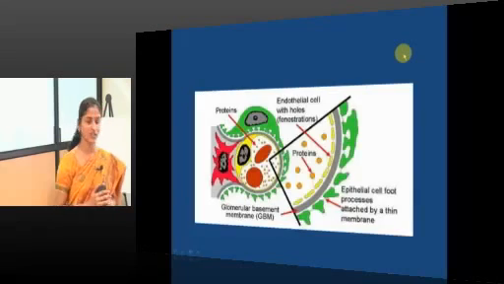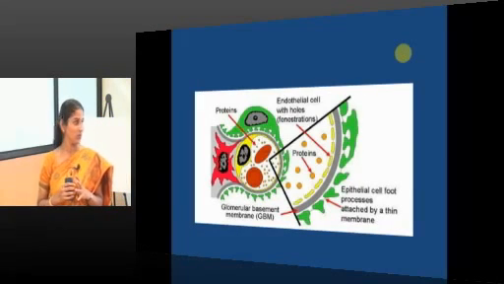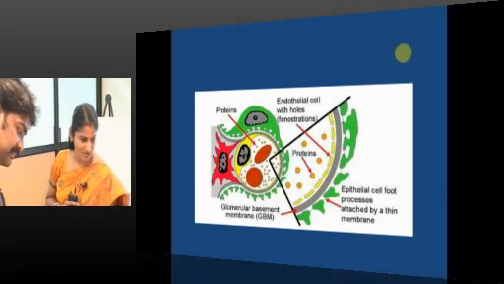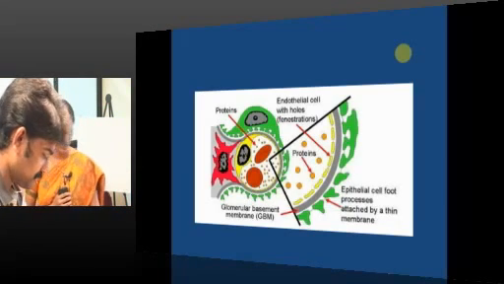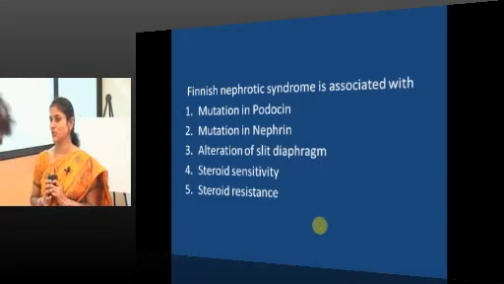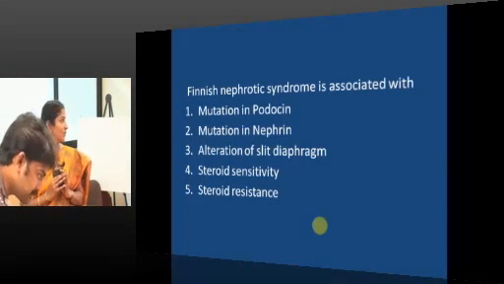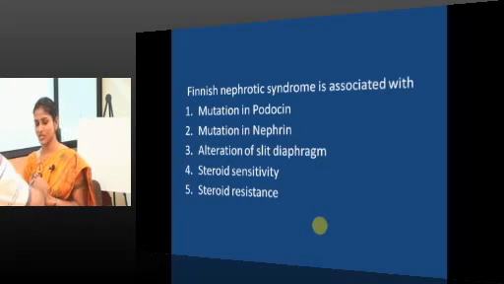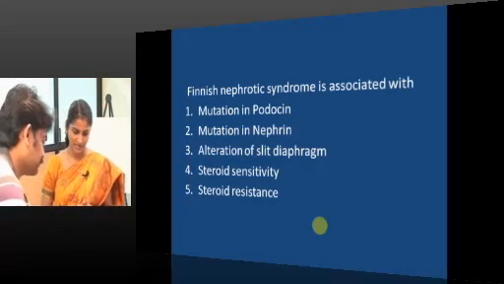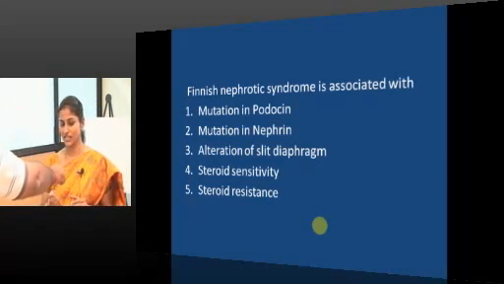First, Finnish nephrotic syndrome is associated with mutation of podosin, mutation of nephrin, alteration of slit diaphragm, steroid sensitivity and steroid resistance.